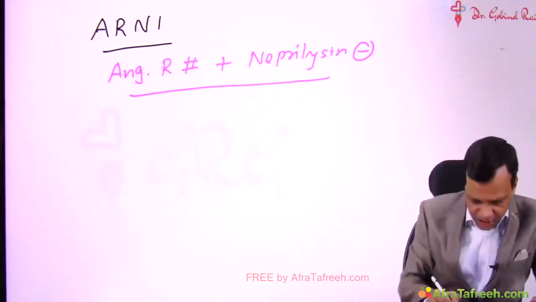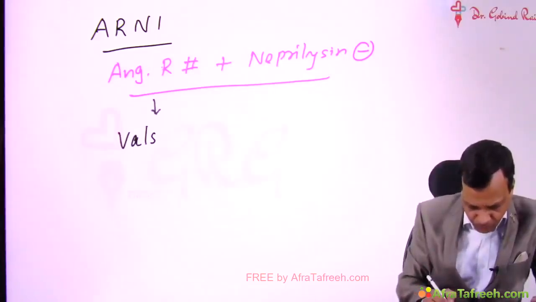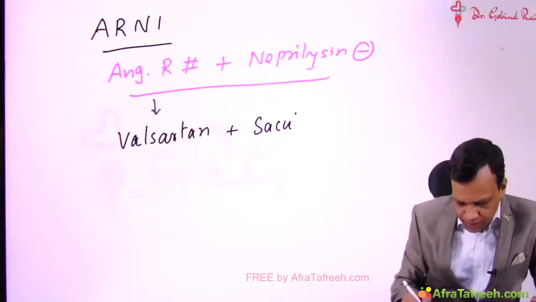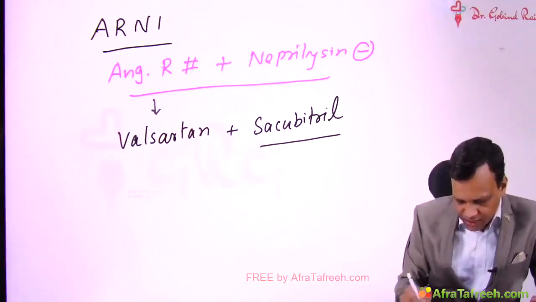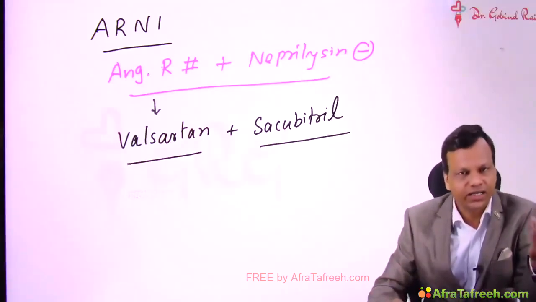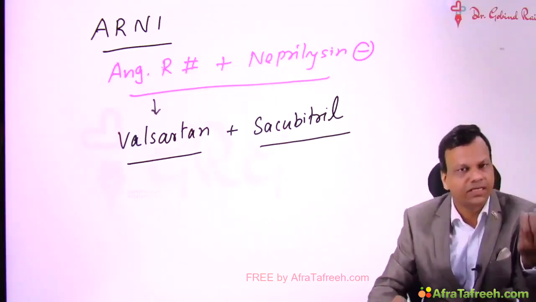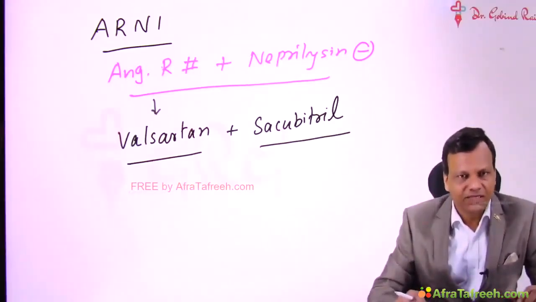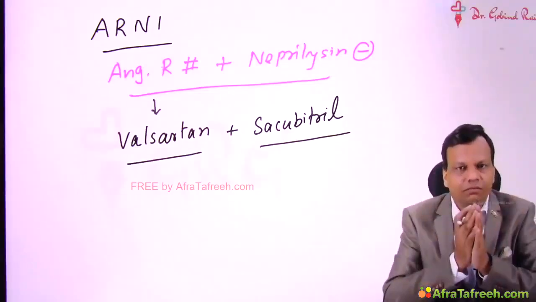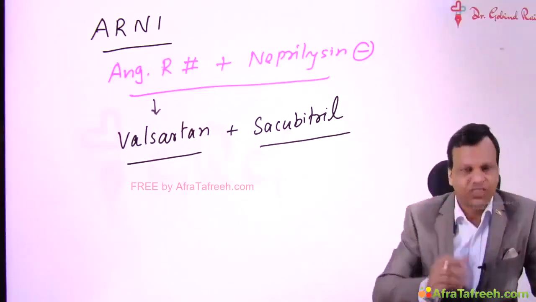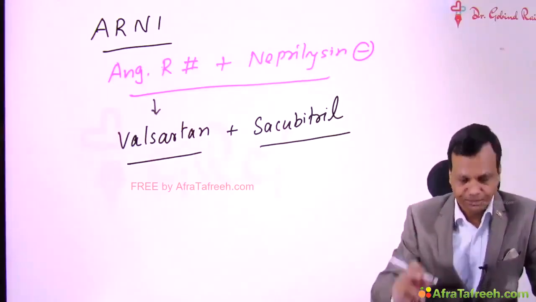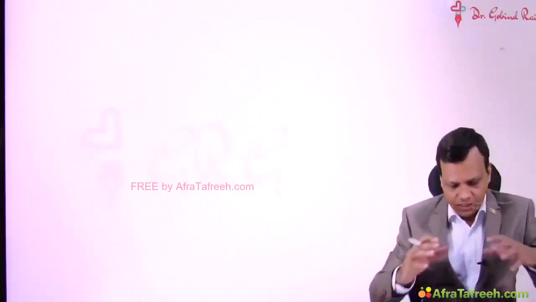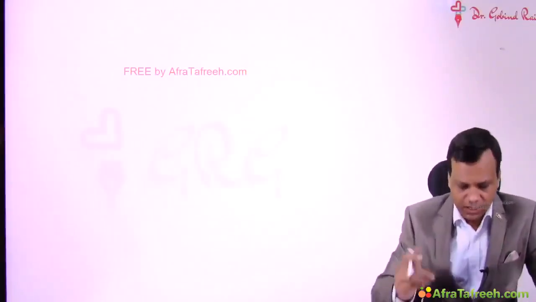The angiotensin receptor blocker we use is valsartan and the neprilysin inhibitor we use is sacubitril. So this combination of valsartan and sacubitril is known as ARNI, angiotensin receptor blocker plus neprilysin inhibitor. So these are important drugs which are targeting the BNP pathway. That means increasing the brain natriuretic peptide by inhibiting its metabolism through NEP inhibition. Clear?